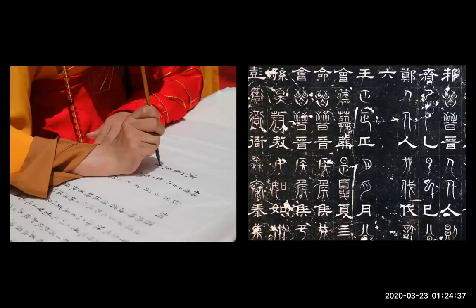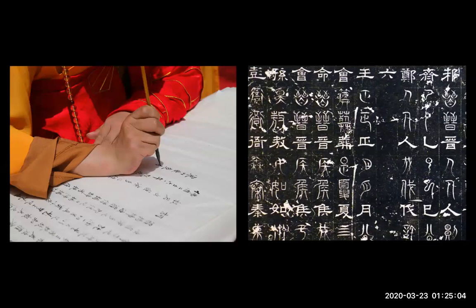Before printmaking, there existed two major ways of reproducing images and texts in East Asia: copying by hand and rubbing. The textual products resulting from the hand copying process are called manuscripts. That process doesn't require much explanation. You see an example on your left.